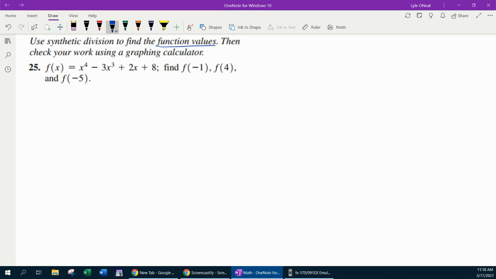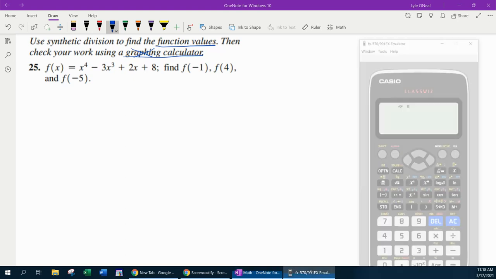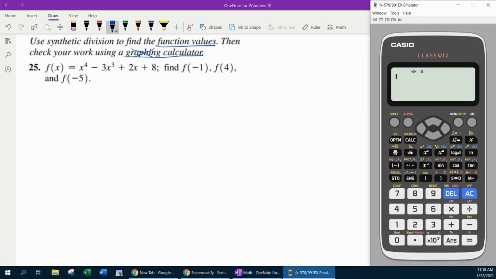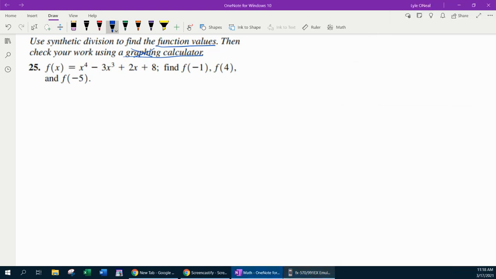Next, 25, it says use synthetic division to find the function values. Then check your work using a graphing calculator. We're not going to use a graphing calculator. We're going to use our favorite calculator, which is the Casio ClassWiz. Okay, any scientific or graphing calculator will work here.